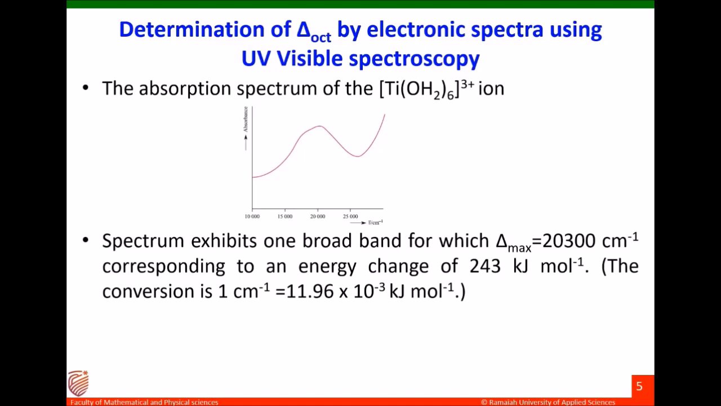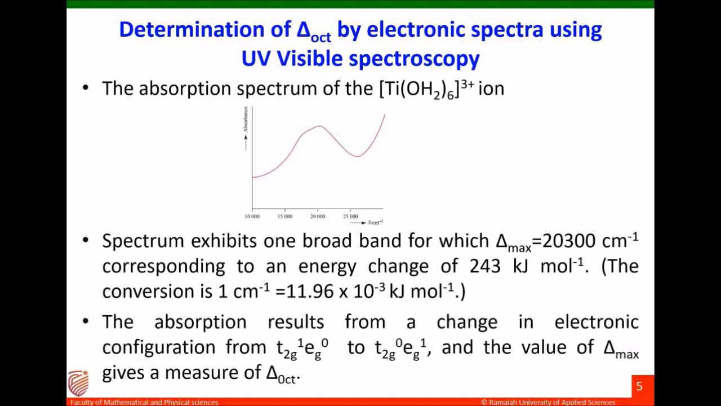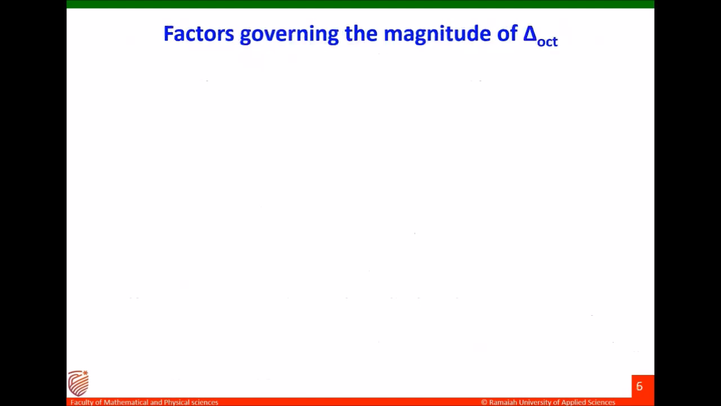The absorption results from a change in electronic configuration from t2g1 eg0 to t2g0 eg1. That means the electron present in t2g is now in eg, and the value of delta max gives a measure of delta octahedral. For systems with more than one d electron, the evaluation of delta octahedral is more complicated. It is important to remember that delta octahedral is an experimental quantity.